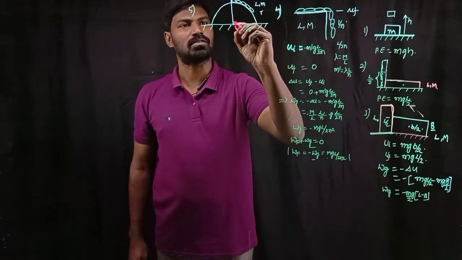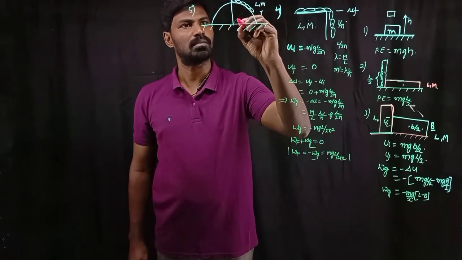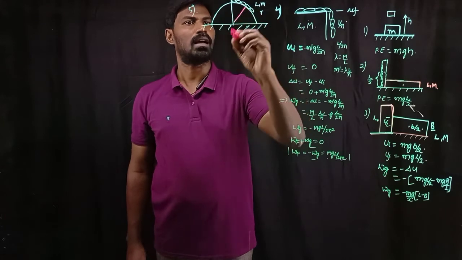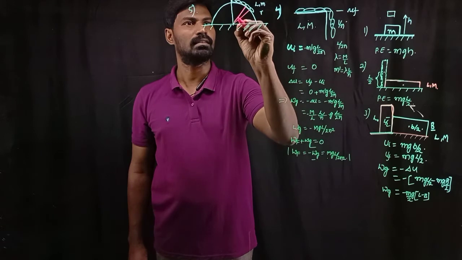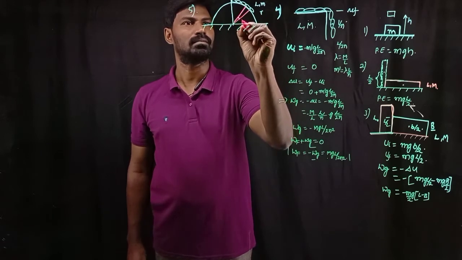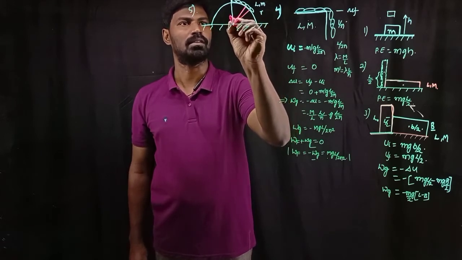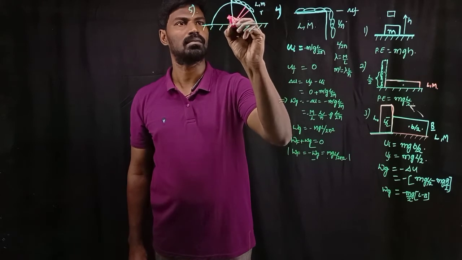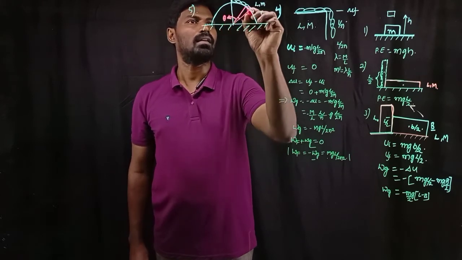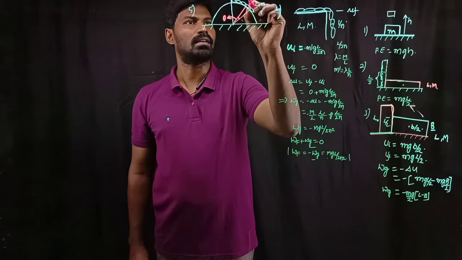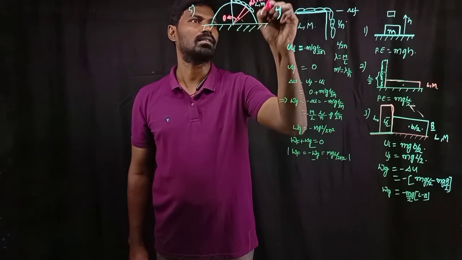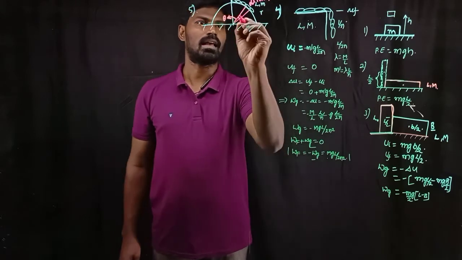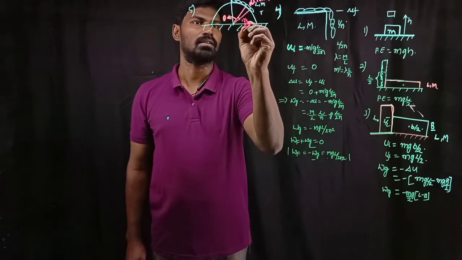So to calculate this, I will consider a small elemental strip at an angle theta with respect to the vertical. This element's length I am taking as dl, and its mass as dm. This angle I am taking as d theta.